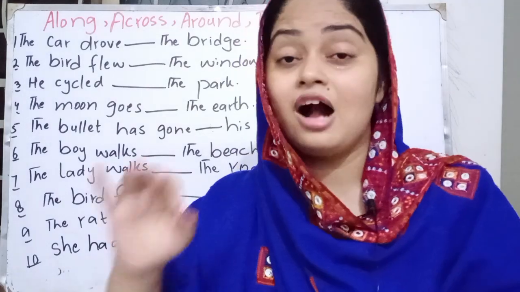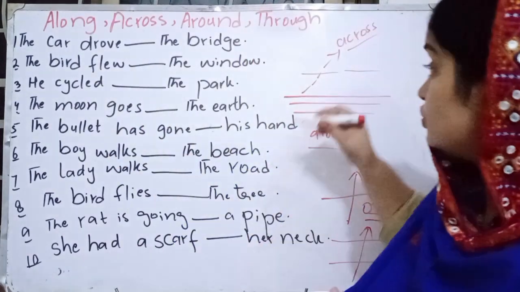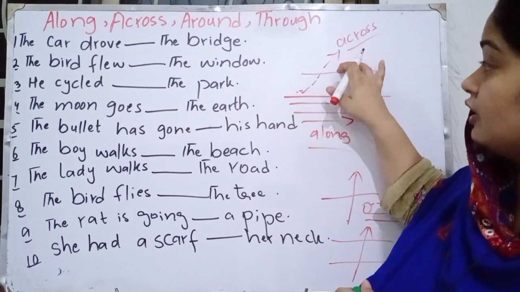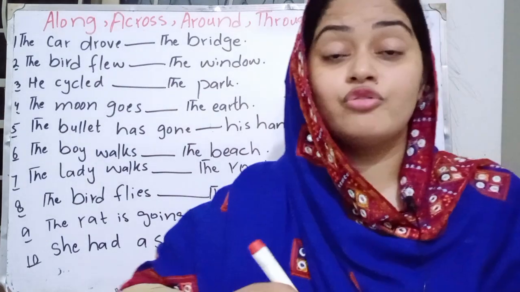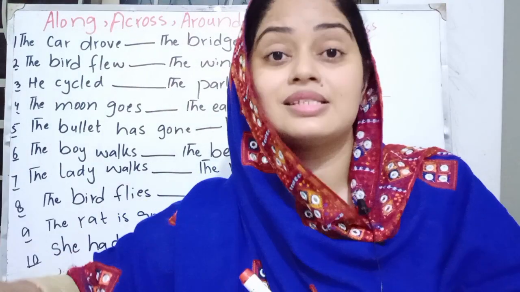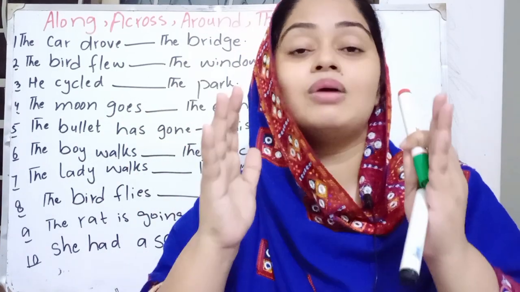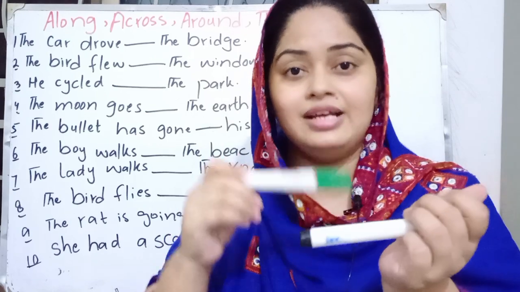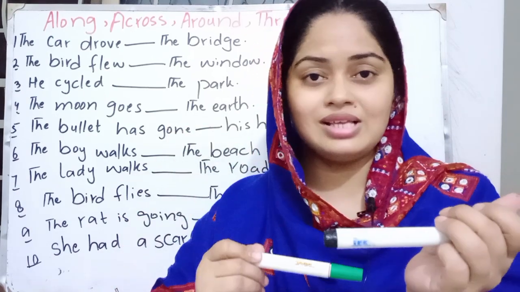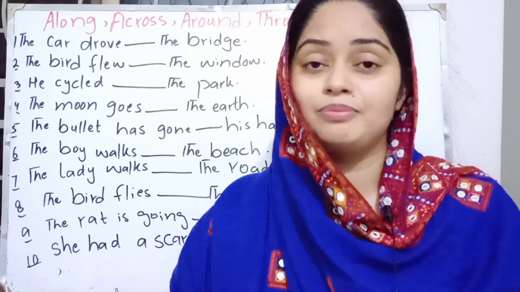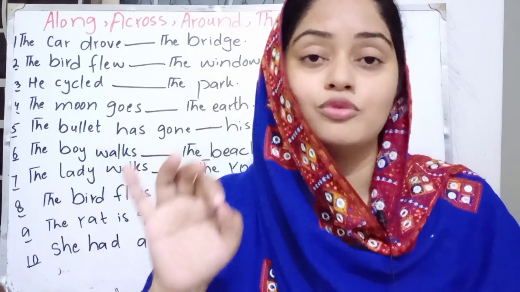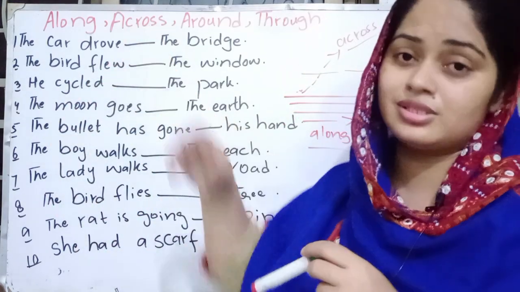Across movement, across preposition, because you are moving from one side of the road to the other side of the road, from one side of the river to the other side of the river. If the movement is from one side to the other side of something, this movement is called across.